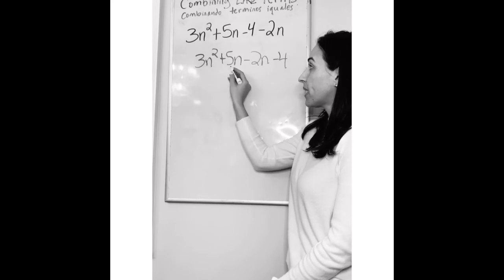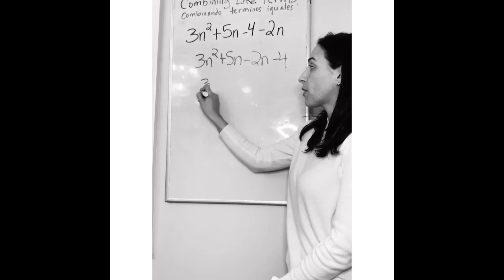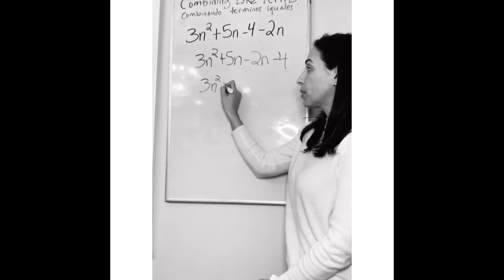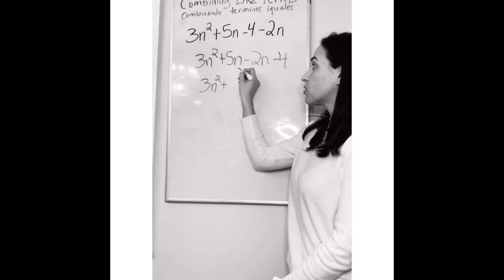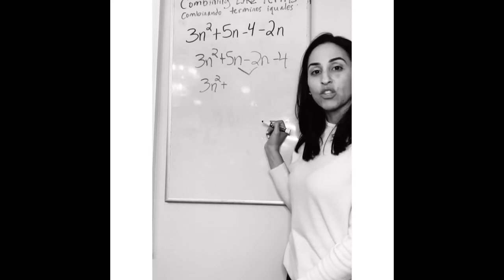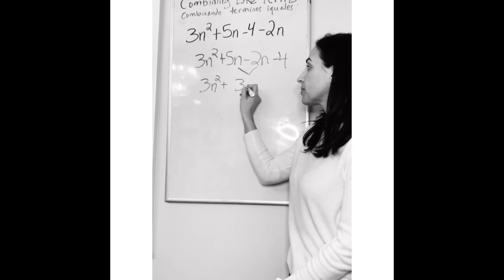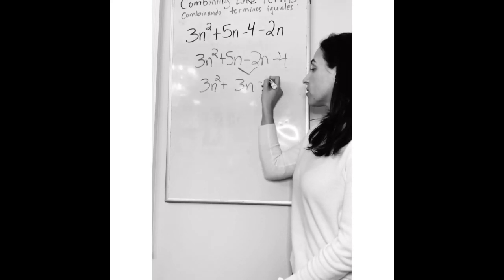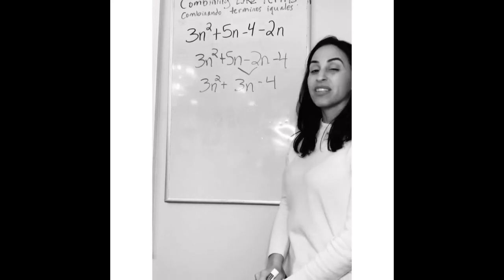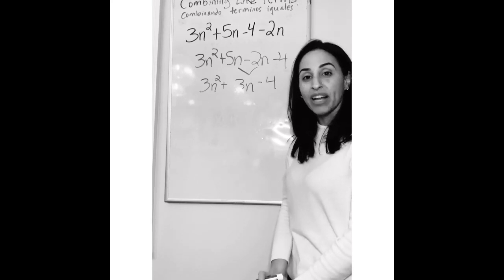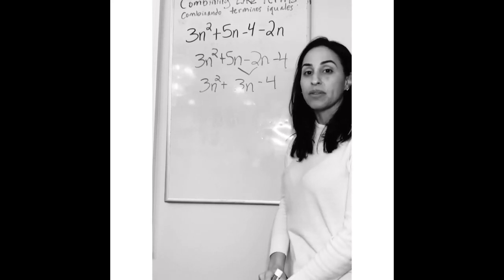I can't combine this, but I can combine this. So I'm going to write 3n squared plus 5n minus 2n. 5n minus 2n is 3n, minus 4. There's nothing else I can do. This is my final answer. There are no other like terms. I'm all done.